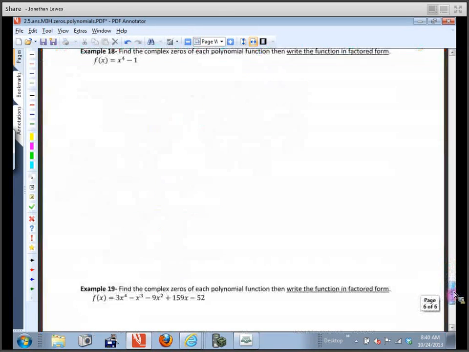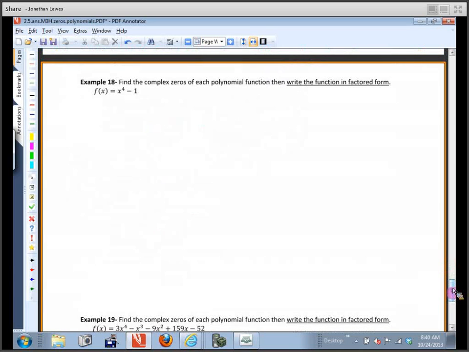Lots of pieces to put together here. Let's take a look at this one right here. The instructions say find the complex zeros. So that means find all of them, including i's. And then write it in factored form. Okay, this is a degree 4 polynomial. We're missing a whole bunch of terms. We're missing an x cubed, an x squared, and an x term. Okay, but if we're going to find any answers, which ones do we try and find first?